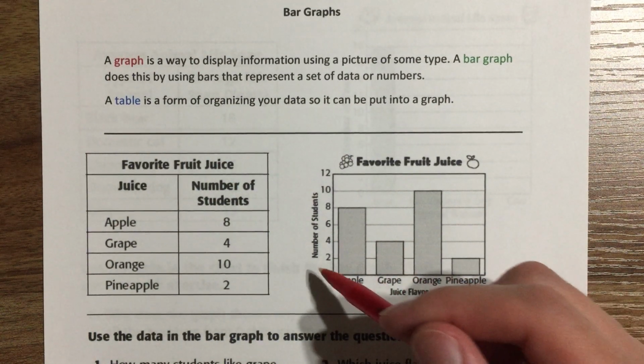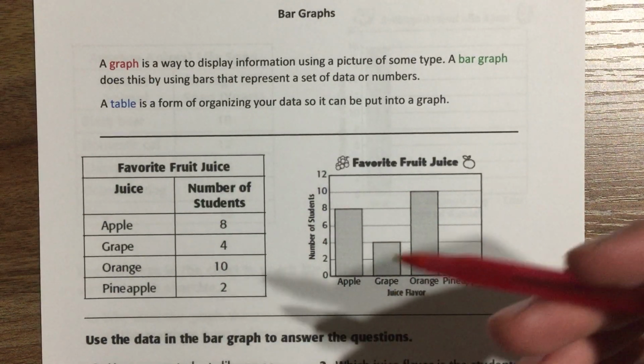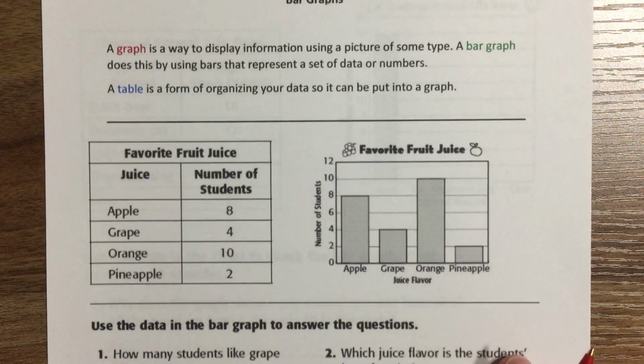Okay, we go up by 2 with each one of these lines, which is nice. It makes it nice and even, nice and straight for us. I like that. But what do these bars mean?